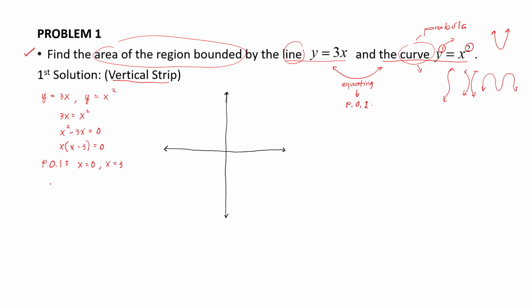So at x equals 0 first, let's try using the first equation. So y equals 3 times 0, so y equals 0. So points of intersection would be at 0 and 0. So second one would be at x equals 3, so y equals 3 times 3, so y equals 9. So the other point of intersection would be at 3 and 9.